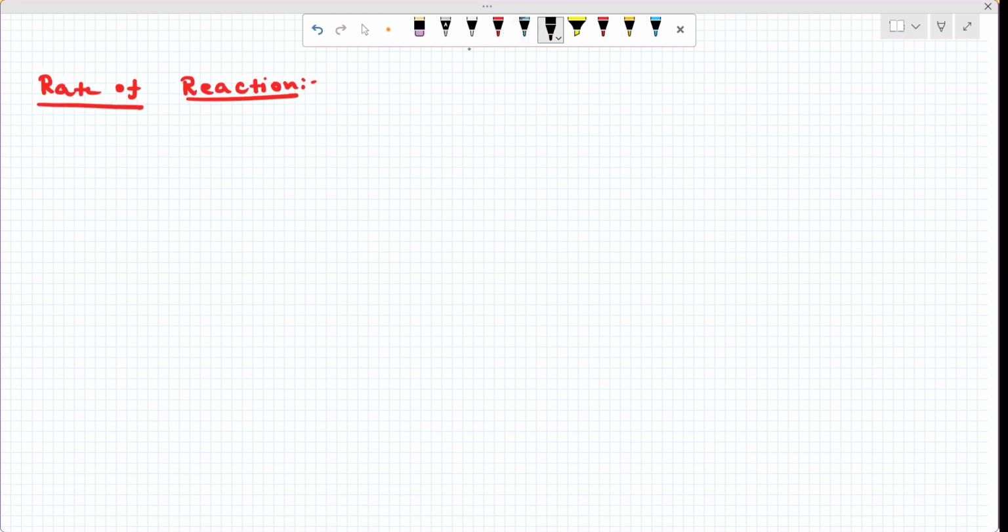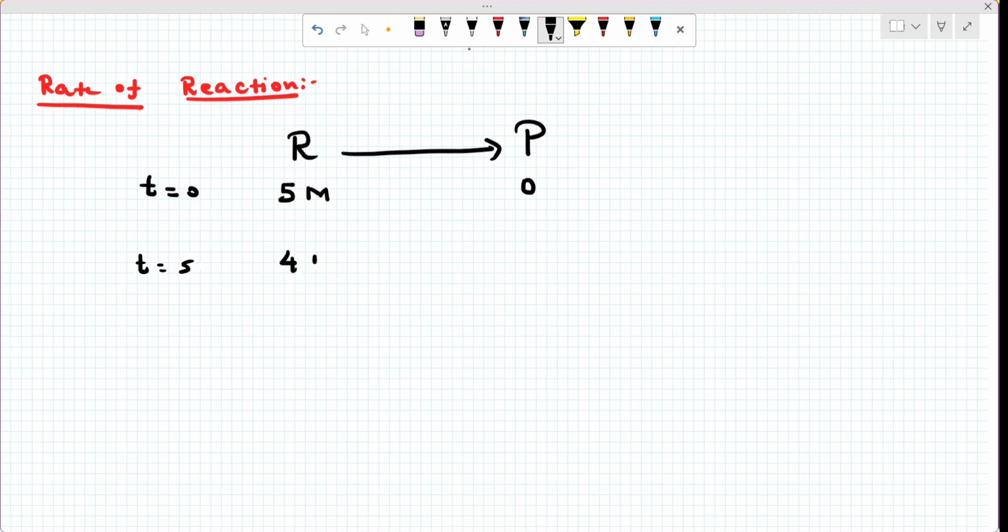See, now this is reactant R, and this is product P. At time T equal to 0, this is 5 molar, and this is 0. At time equal to 5 seconds, this is 4 molar, and this is 1 molar. Yes or no?